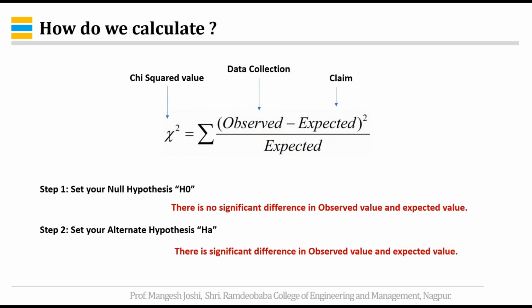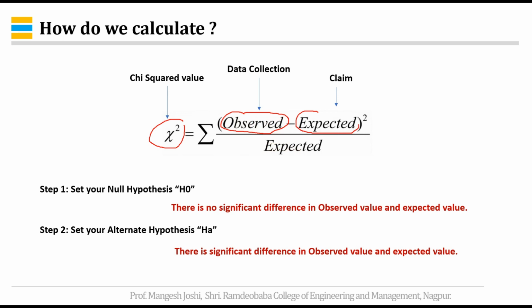The formula for the chi-square test is the summation of (observed minus expected) squared, divided by the expected value. This is the chi-squared value. The observed value will come after the data collection, and the expected is your claim.